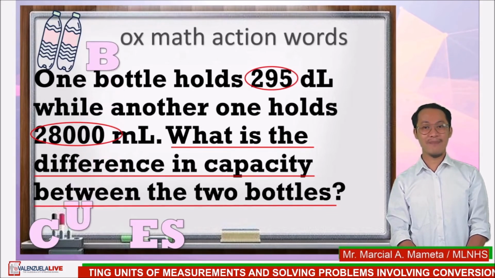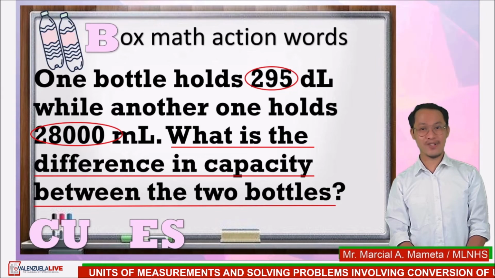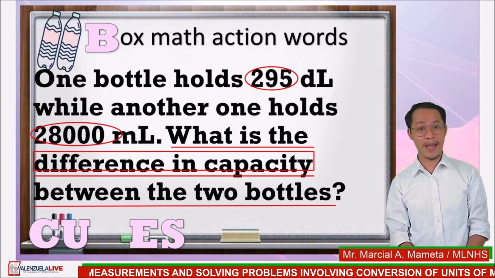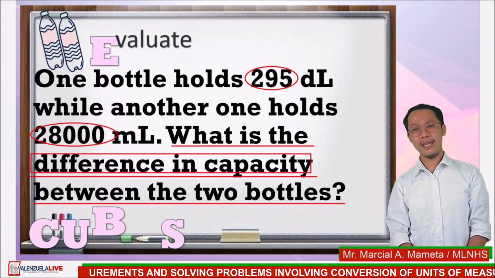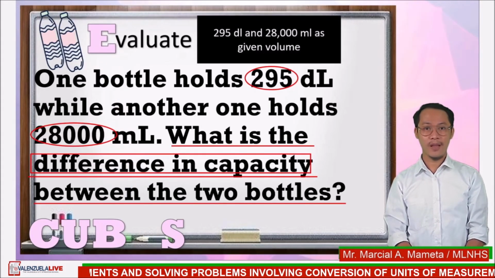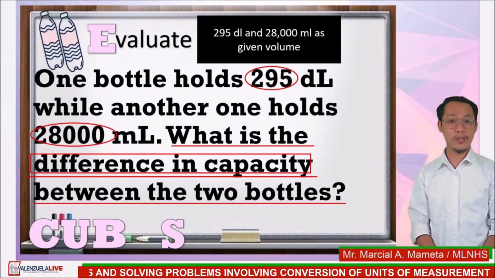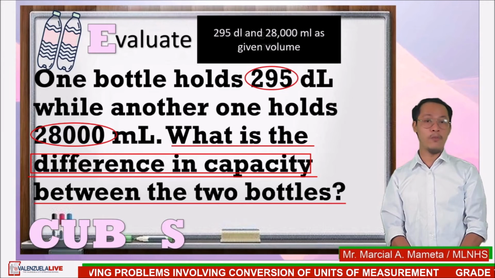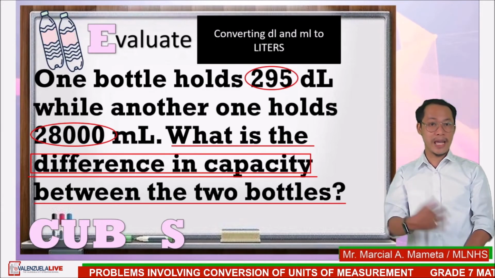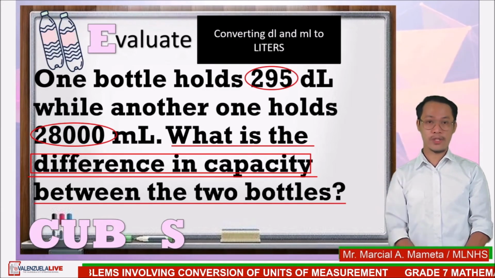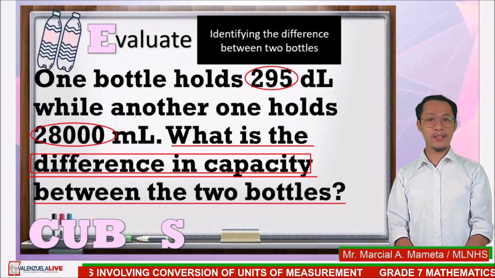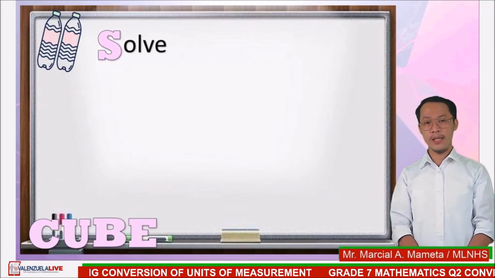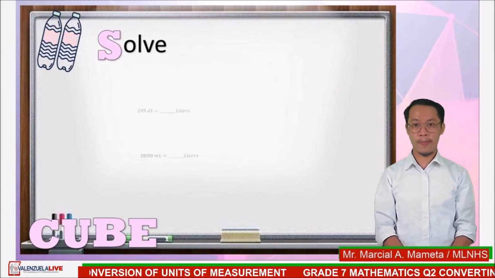Next is B, box the math action word. The mathematics action word is the difference in capacity. E, let us evaluate. 295 deciliters and 28,000 milliliters as given volume. Converting deciliters and milliliters to liters, and identifying the difference between the two bottles. And S is to solve.